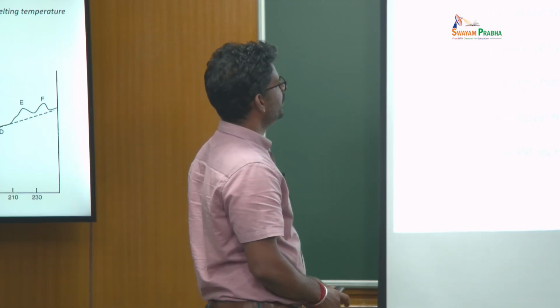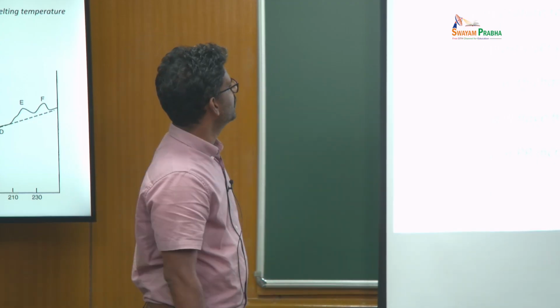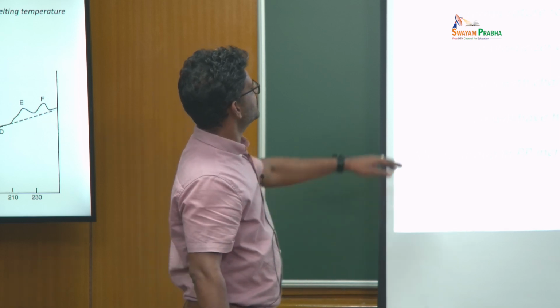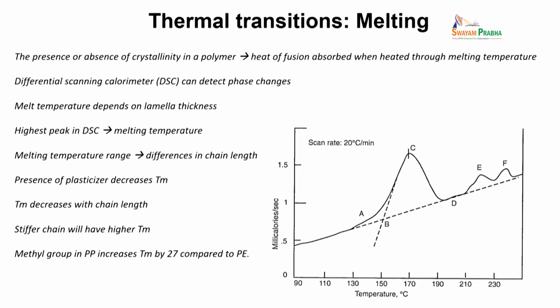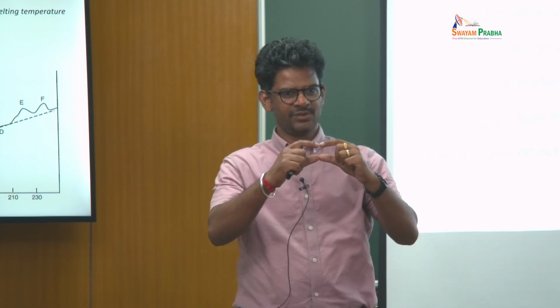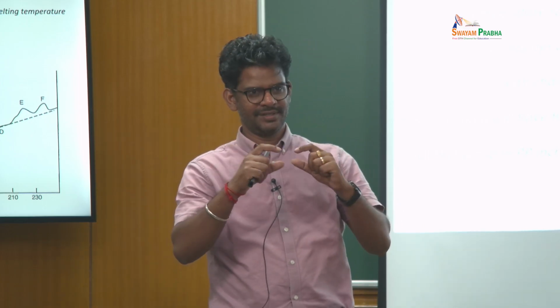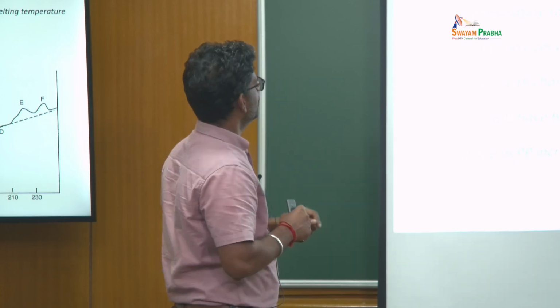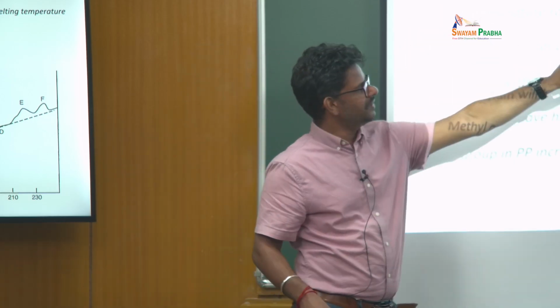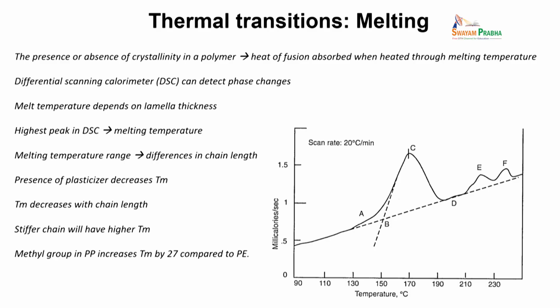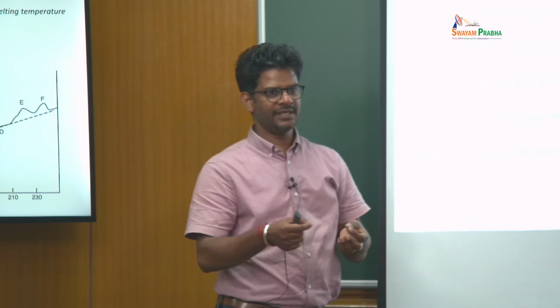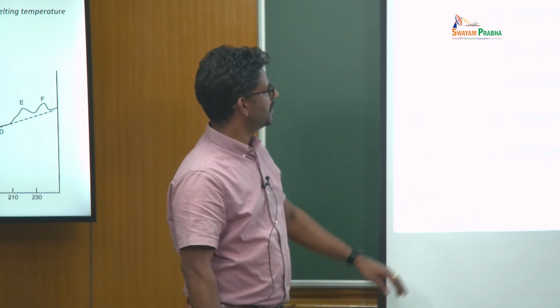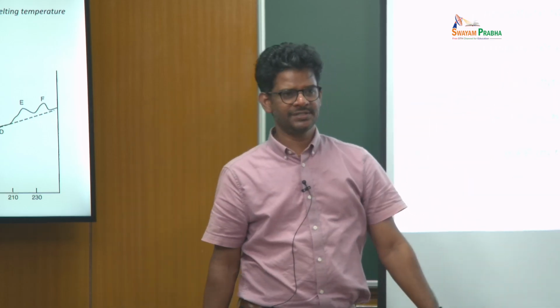Now, this melting temperature is not unique, as I said before. It can depend on a lot more. For example, the melting temperature can depend on the lamellar thickness. Lamellar thickness can change based on the molecular weight and other conditions, right? The highest peak in DSC we refer to as the melting temperature, and as I said, the melting temperature range is due to the difference in the chain length, and sometimes we add plasticizer. What is a plasticizer?